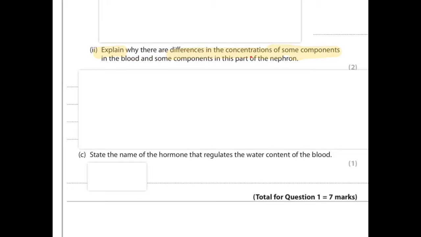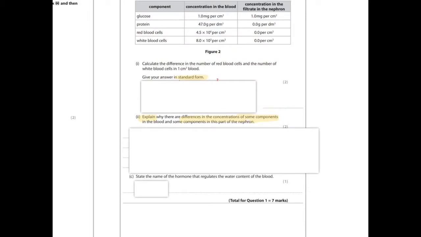Explain why there are differences in the concentrations of some components in the blood and some components in this part of the nephron. So what are the differences? Explain and give a reason for them. So I've already gone through a breakdown of the differences, I've stated them, so what are the reasons?